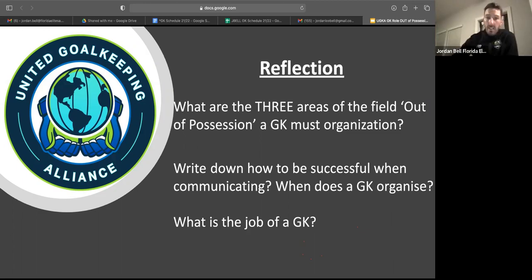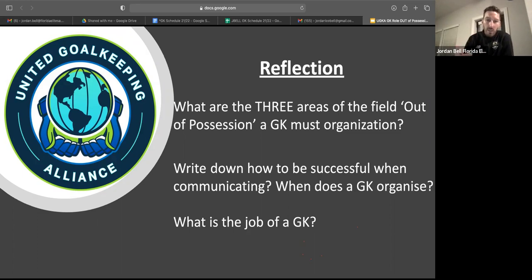Exactly. And then the final part of tonight, everybody, I know you'll be grateful to see the back of me, is the reflection stage. So in the chat function, write down the 3 areas of the field out of possession a goalkeeper must organise. We've already covered them. There's 3 areas of the field out of possession we must organise. We saw 3 videos on it. That's a little clue. That's a good clue too. Yeah, massive clue. So write those in the chat function.